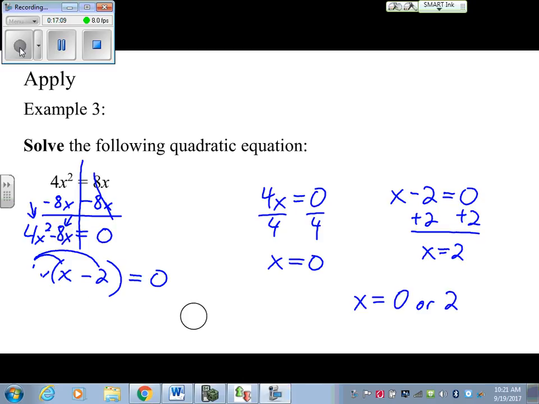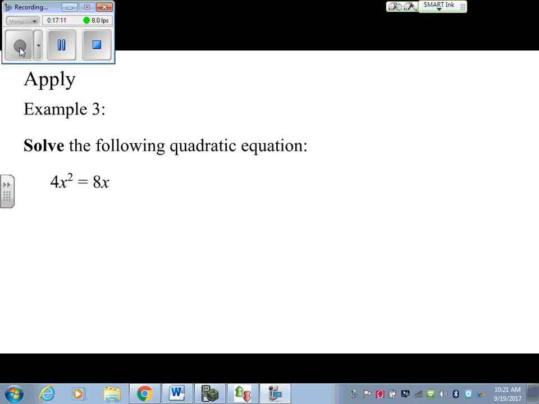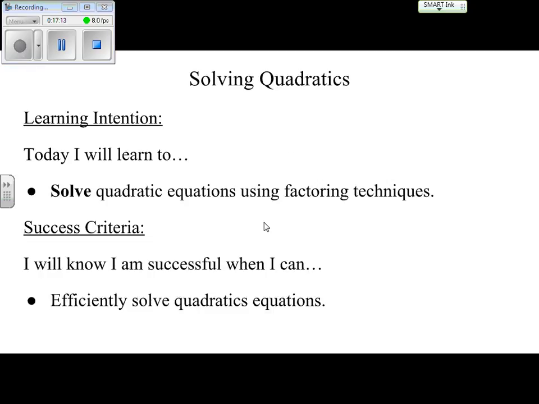All right, that is our lesson for today. We have learned to solve quadratic equations using factoring techniques, and we looked at a variety of different problems where we got into practice efficiently solving quadratic equations. Till next time.